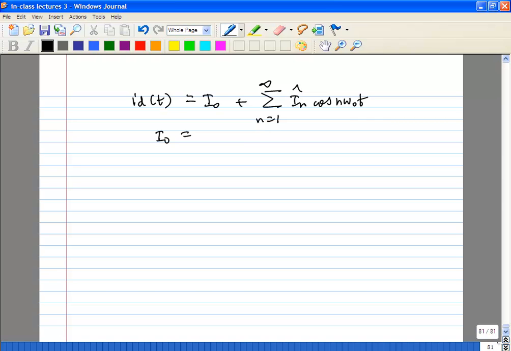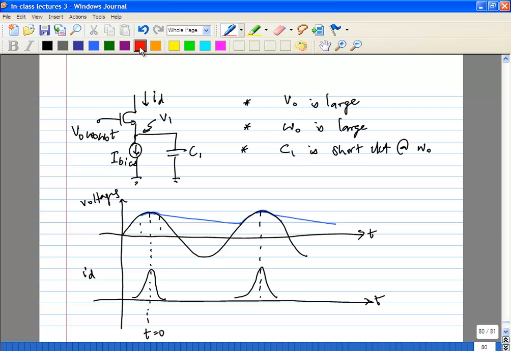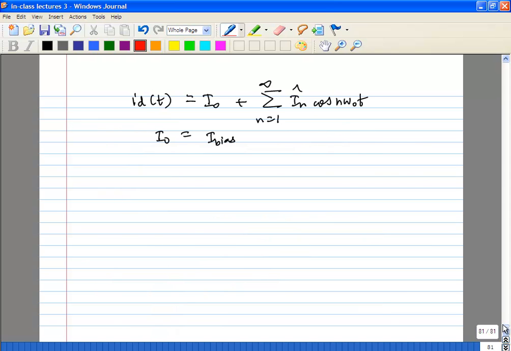What is I naught? I naught is obviously I bias. It has to be, right? Because the capacitor cannot carry any DC current. So if you go down, the average is I bias.